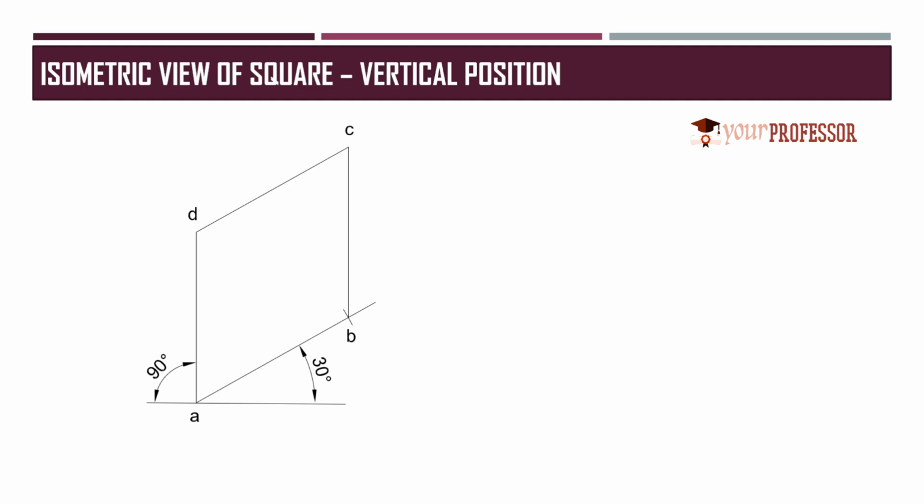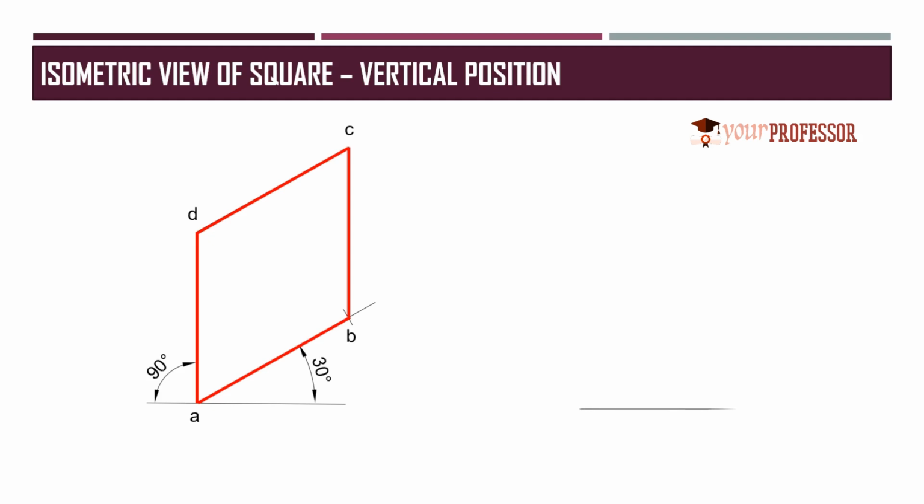We can highlight this in red color. Join AB, BC, CD and DA. So this is one kind of orientation. We have another kind of orientation for the same problem. So that is isometric view of square in vertical position. It's like mirror image. Let us see that case also.